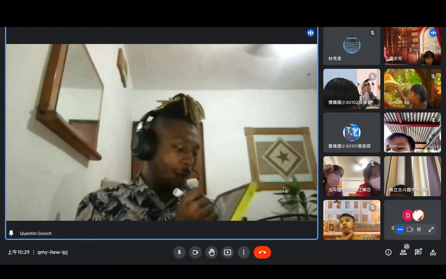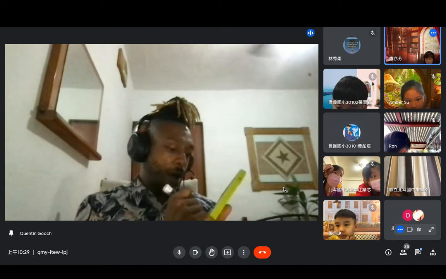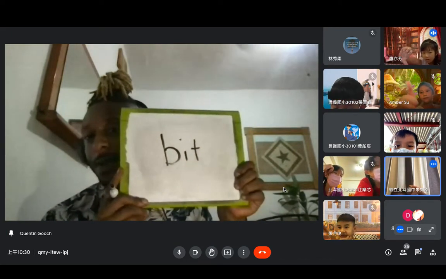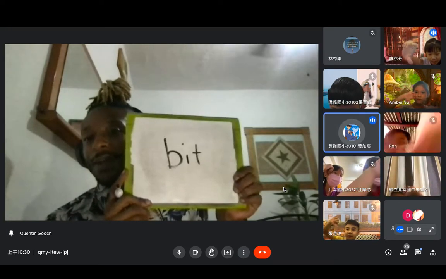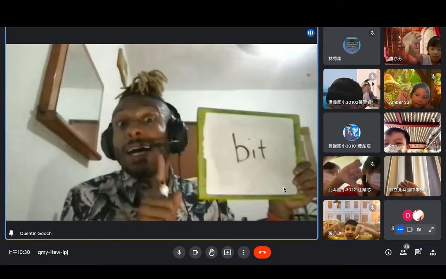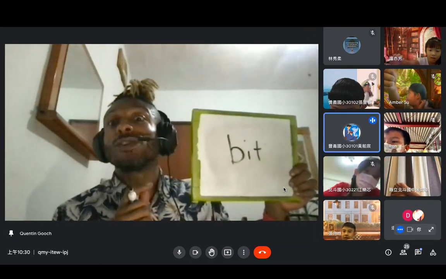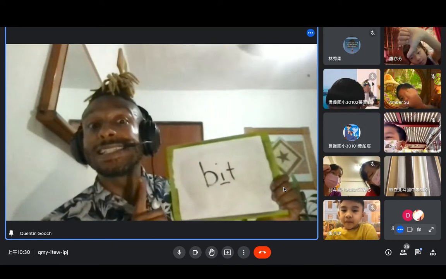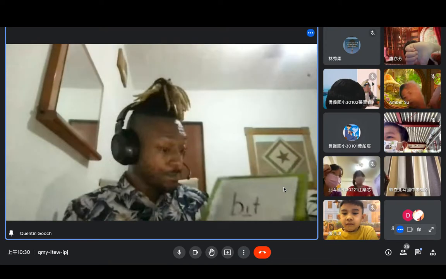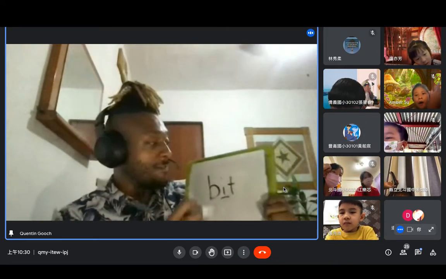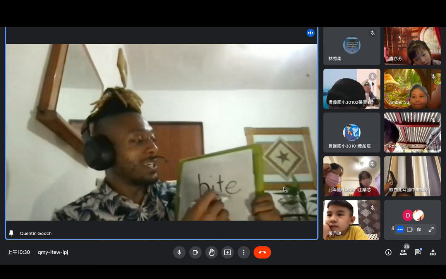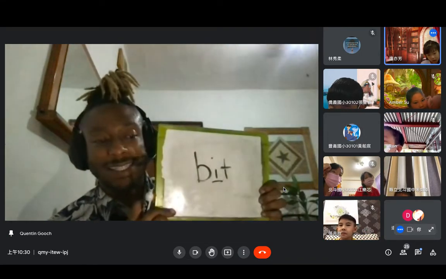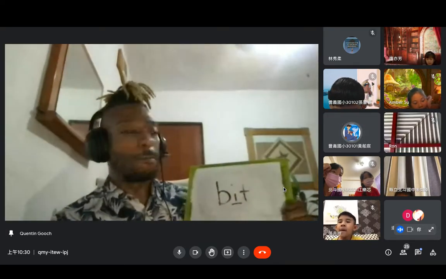What about this word now? Bot. No. That is bite. Oh, not quite bite, but bit. Short vowel I. Bit. But you were very close. If we had an E, then we could say bite. But no E. It is just bit. Short vowel. Bit.